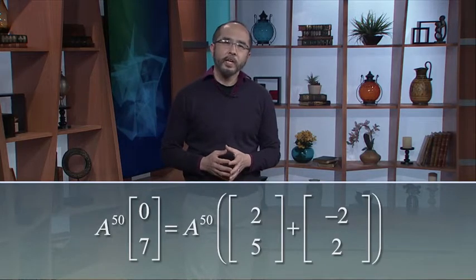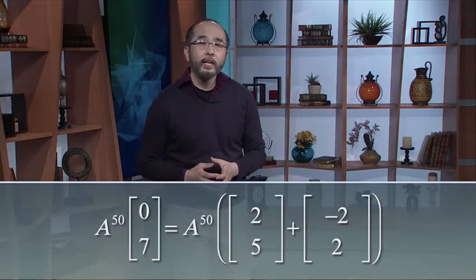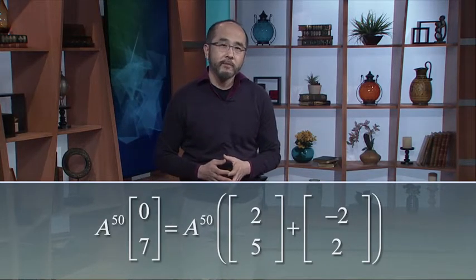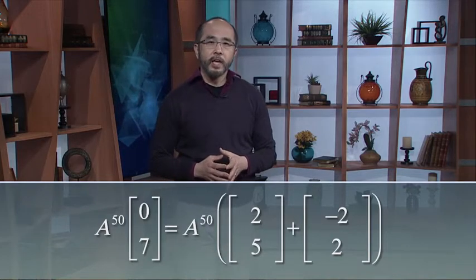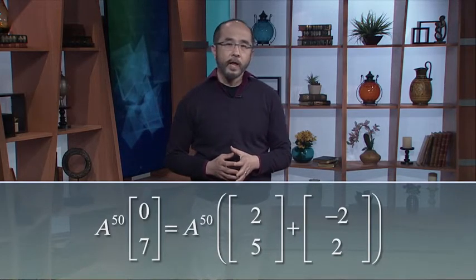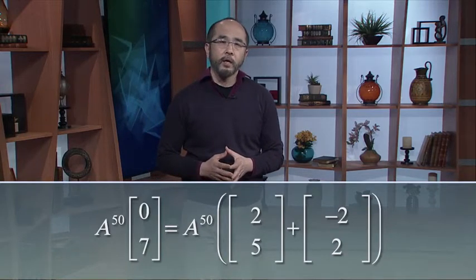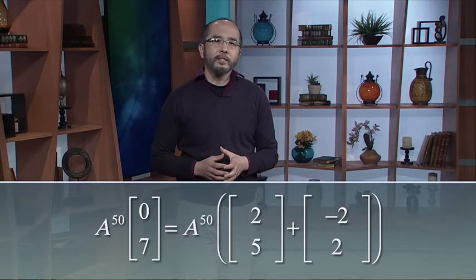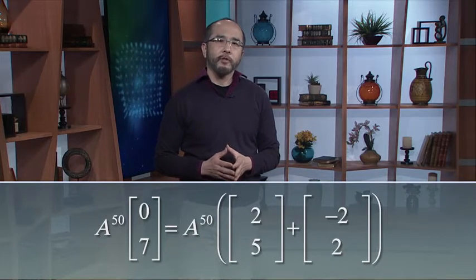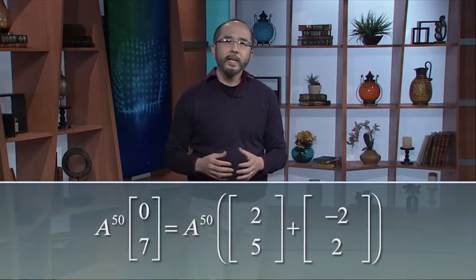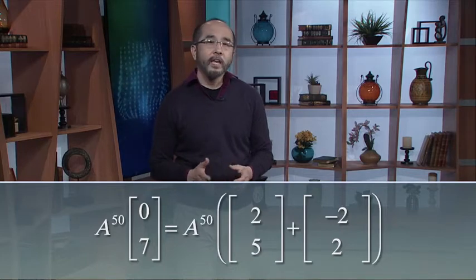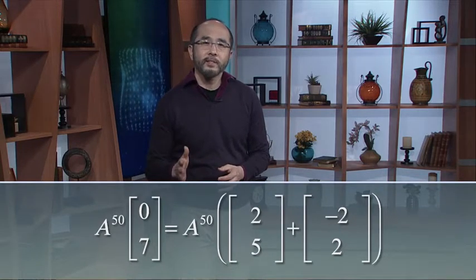Notice that the same kind of computation can be carried out with any other vector besides (0, 7). And that's because the eigenvectors (-2, 2) and (2, 5) form a basis of R2. So any other vector can be written as a linear combination of those vectors. And then linearity can be used to apply A to the 50th on both pieces separately.